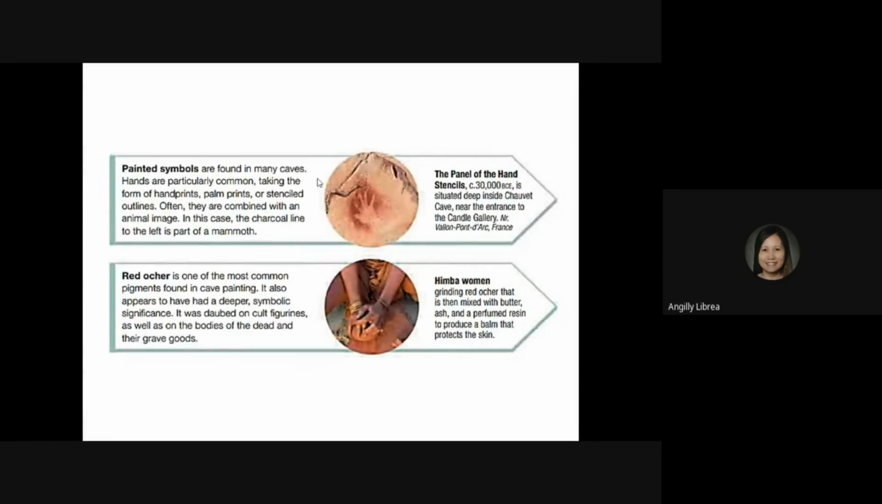Then you have red ochre, one of the most common pigments found in cave painting. It also appears to have had a deeper symbolic significance. It was daubed on cult figurines as well as on the bodies of the dead and their grave goods. Here, Himba women are grinding red ochre that is mixed with butterfat and perfume resin to produce a balm that protects the skin.